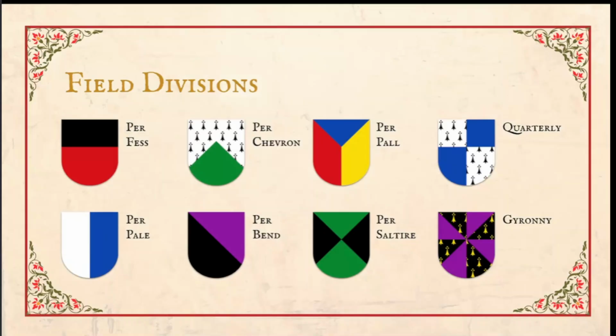You might have per chevron, which is at an angle, and you can flip that upside down. We'll see that in a little bit. Per bend is diagonally across. Per saltire is like an X shape, versus quarterly, which is a plus shape.